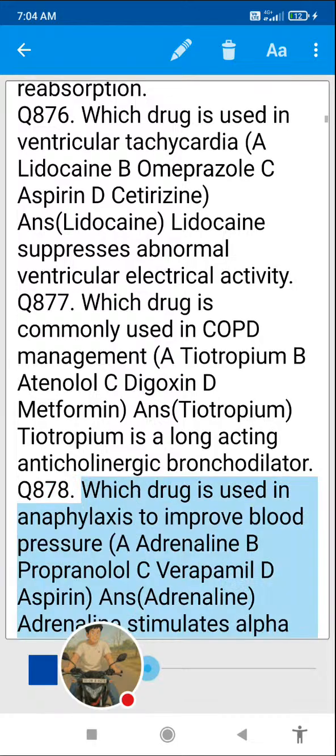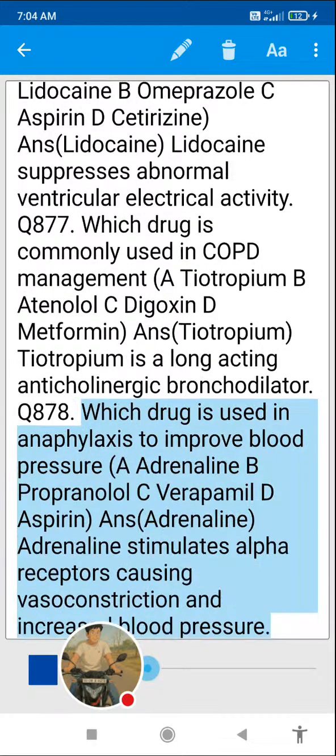Q878. Which drug is used in anaphylaxis to improve blood pressure? A. Adrenaline. B. Propranolol. C. Verapamil. D. Aspirin. Ans. Adrenaline stimulates alpha receptors causing vasoconstriction and increased blood pressure.